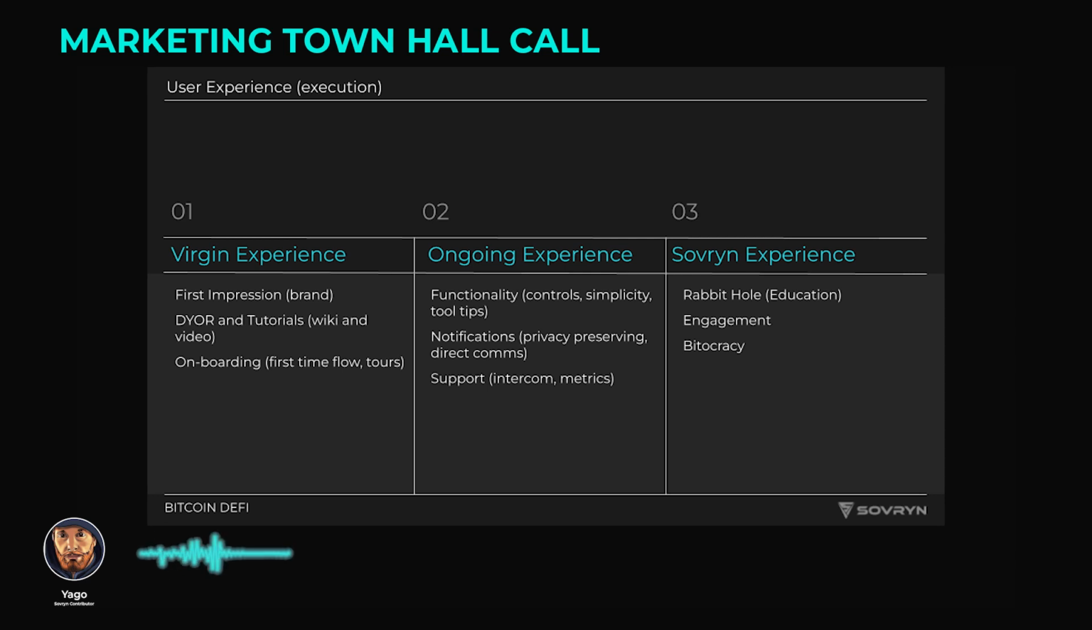After that, we have the ongoing experience. What is the ongoing experience? The ongoing experience is the experience of a user who has already become a Sovryn user. So this includes things like functionality. We need to have easy controls and more controls, allowing users to have better control and more sovereignty over their experience. It also means increased simplicity.